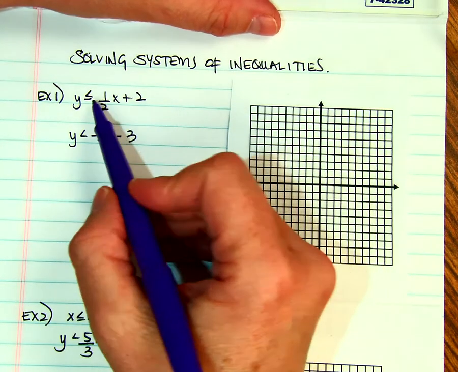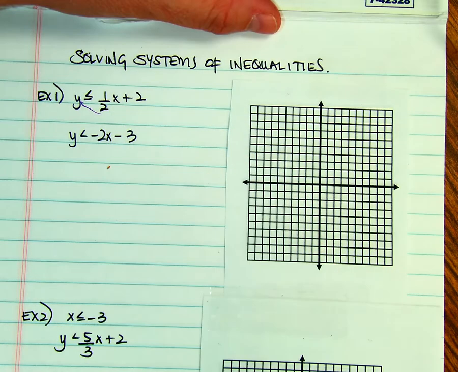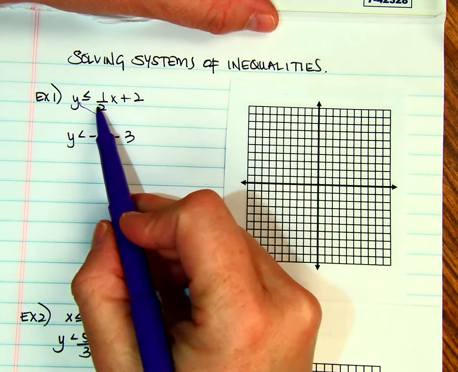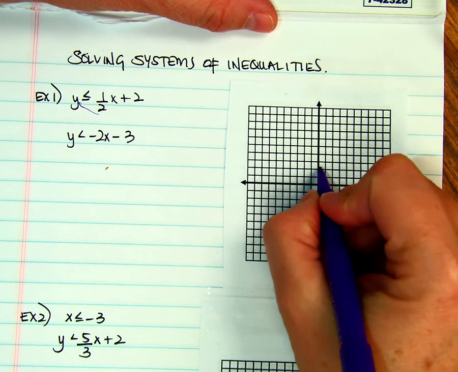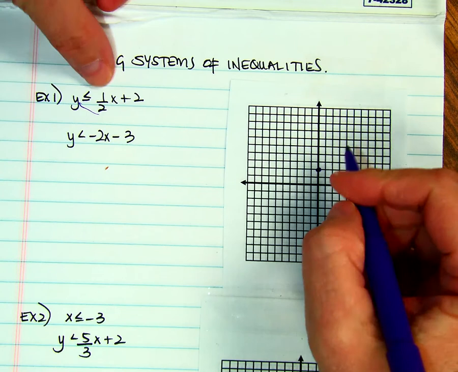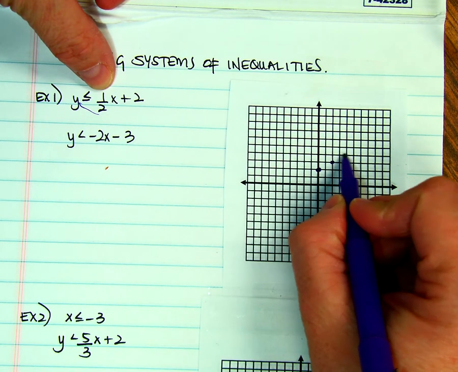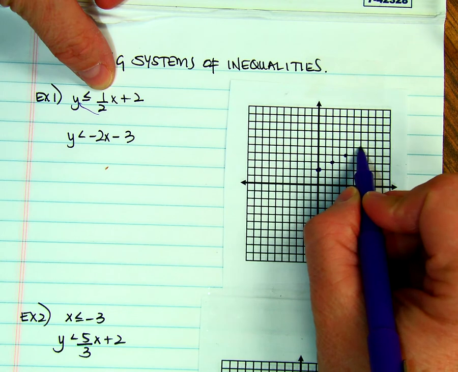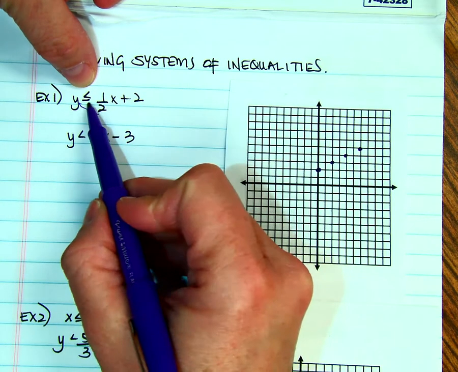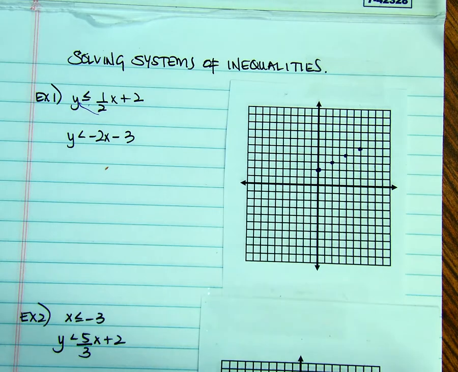Okay, so I'm going to graph this first line. So I have y is less than or equal to 1/2 x plus 2. Y-intercept of 2. Slope of 1/2 means up 1 to the right 2. Up 1 to the right 2. I do have the equal to, so I'm going to draw a solid line.